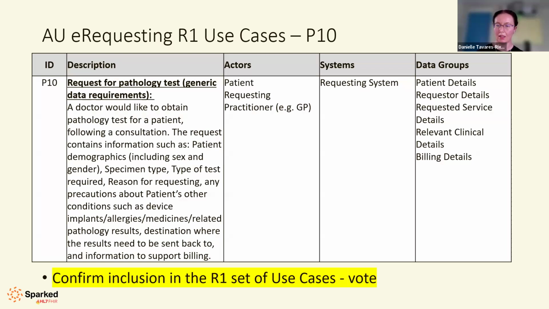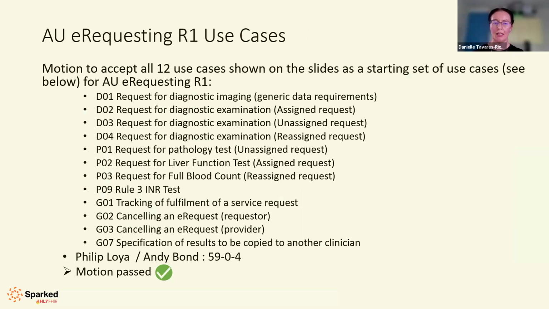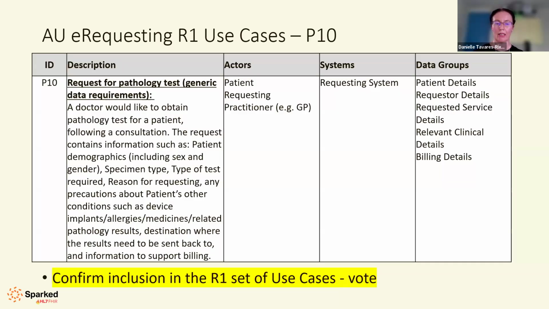So I'll move us on to this point then, where we were looking for the matching use case to be included in R1 of request for pathology test generic data requirements. That's on the table for this meeting for us to vote to include this in the R1 starter set of use cases. I won't go into too much more detail on this. This is a matching set to D01. These have been out and available for review. So I'll open this up for any questions or comments before we move to vote.